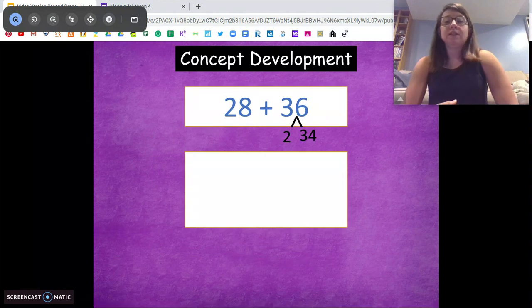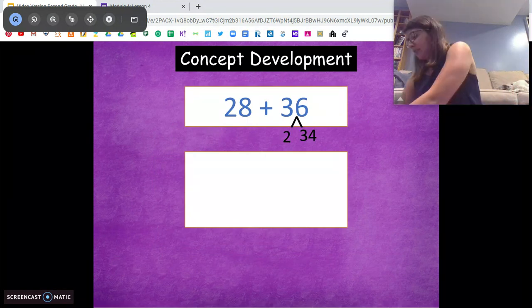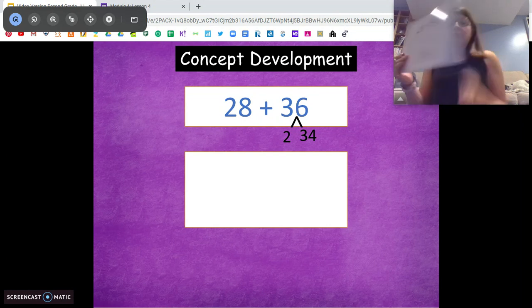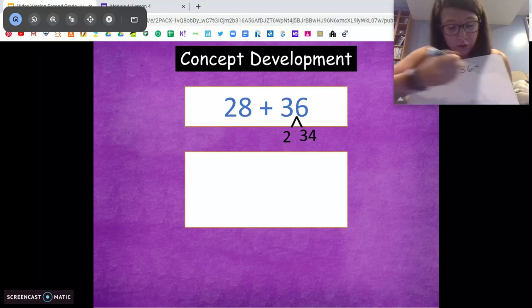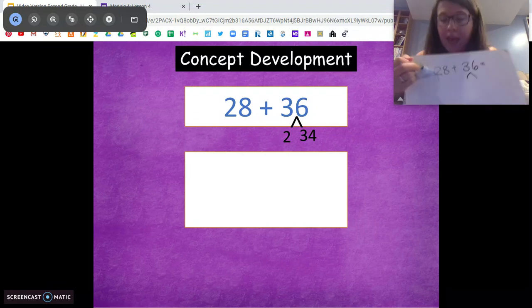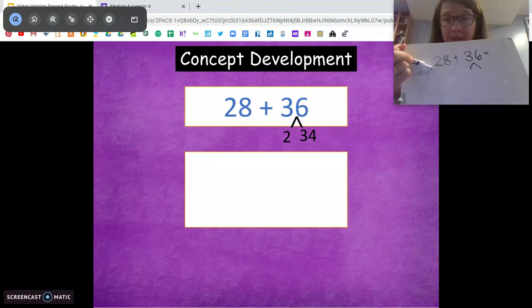So when you see 28 plus 36, your job is going to be to find a way to make a 10. So we can do that. How many do we need over here to make a 10?